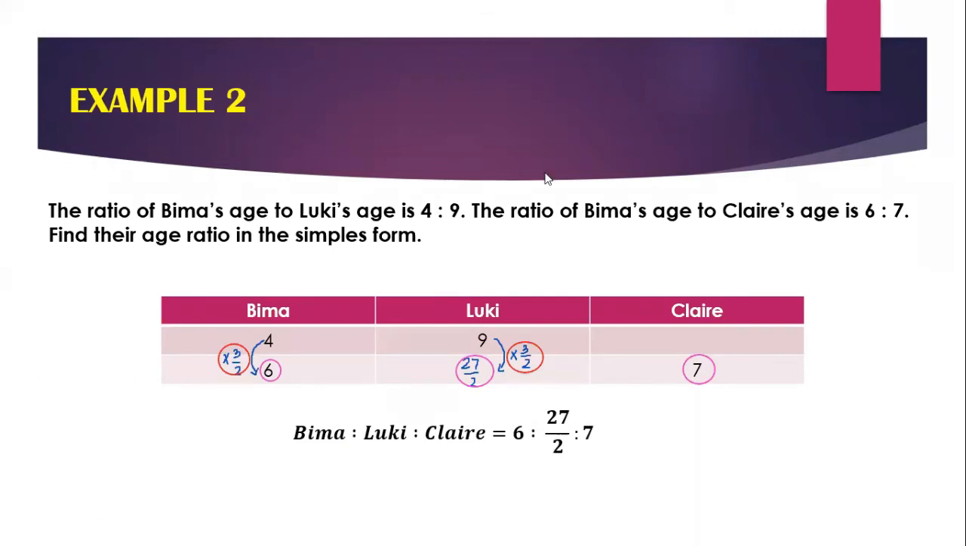We got a fraction here, right? Don't worry about that. You can simplify these numbers by multiplying all numbers by 2. How do you know that 2? Because the denominator is 2. Is it clear?